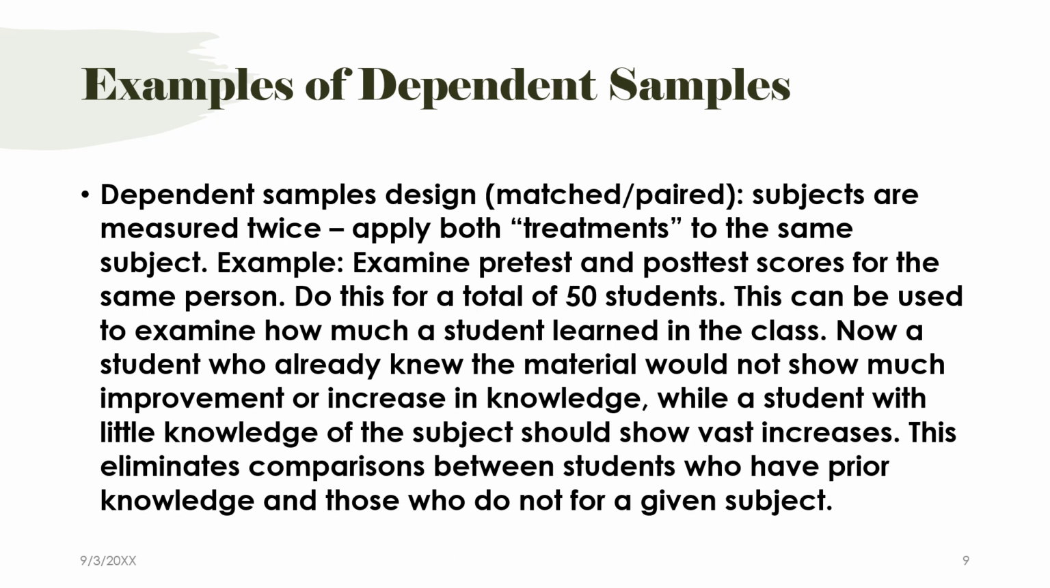Examples of dependent samples. In the dependent samples design, matched or paired subjects are measured twice, or both treatments are applied to the same subjects. Example: examine pre-test and post-test scores from the same person, for a total of 50 students. This can be used to examine how much a student learned in the class. Students who already knew the material will not show much improvement, while students without knowledge of the subject should show vast increases. This eliminates comparisons between students who have prior knowledge and those who do not for a given subject.